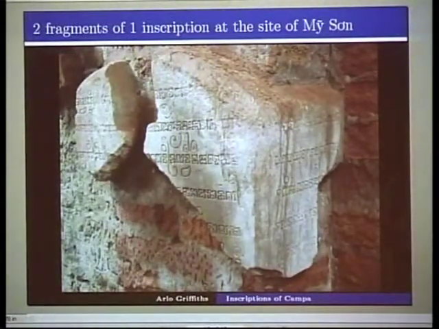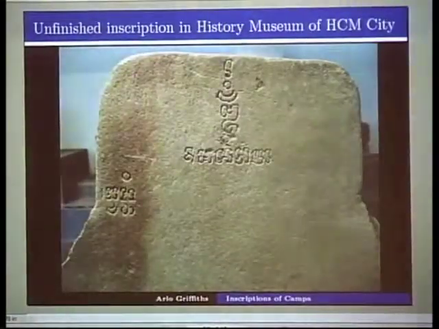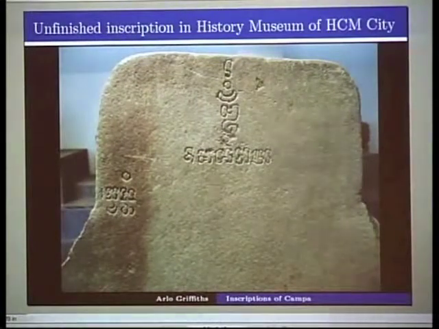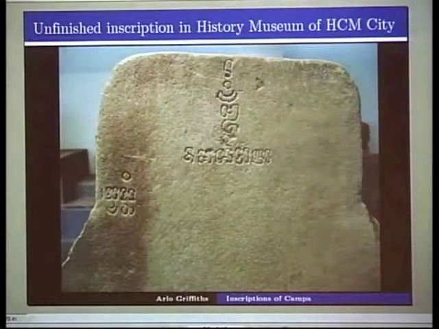At the site of Mison, there's a little site museum, there are actually several site museums. This is another type of fragmentary inscription. And I actually think that the inked squeeze that I showed earlier is taken from this inscription, or at least maybe from another part of it. The letters are really almost identical. And this is another piece, which does not yet figure in the inventory. It's in the History Museum in Hanoi.